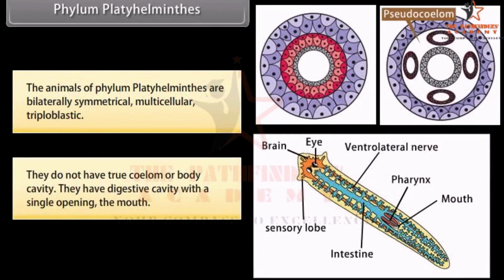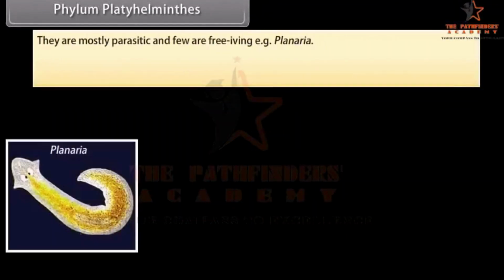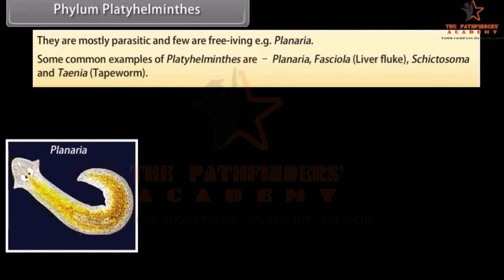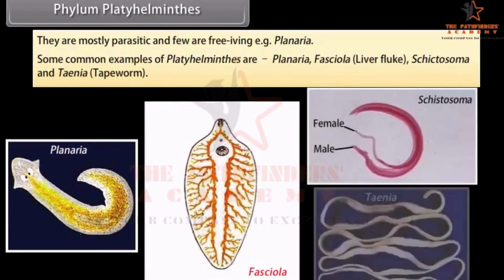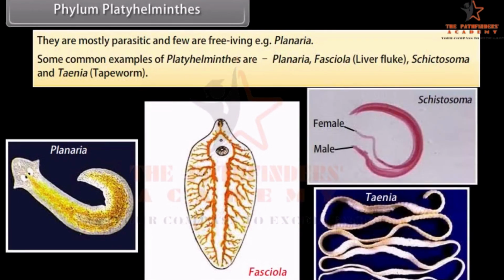They have a digestive cavity with a single opening, the mouth. They are mostly parasitic and few are free-living, example, planaria. Some common examples of Platyhelminthes are planaria, fasciola, liver fluke, schistosoma, and taenia, tapeworm.